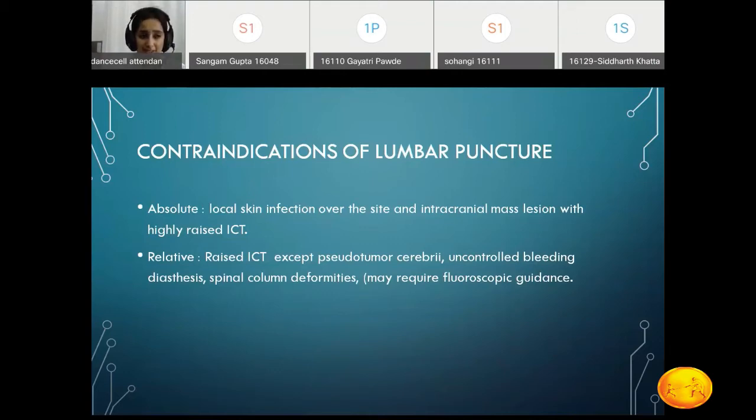point of time, it may lead to herniation of brain into any orifice, like herniation of the uncal part of the temporal lobe into falx cerebri and into the posterior fossa. It may lead to tonsillar herniation. It may lead to midline shifts. So highly raised ICT because of intracranial mass lesions is an absolute contraindication to lumbar puncture.